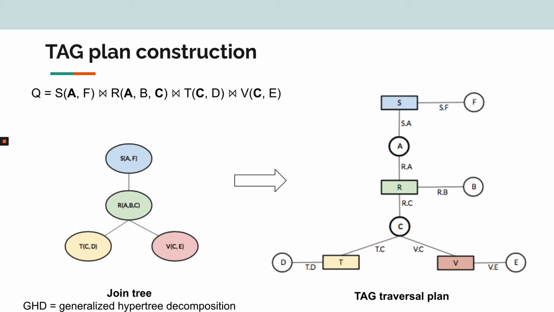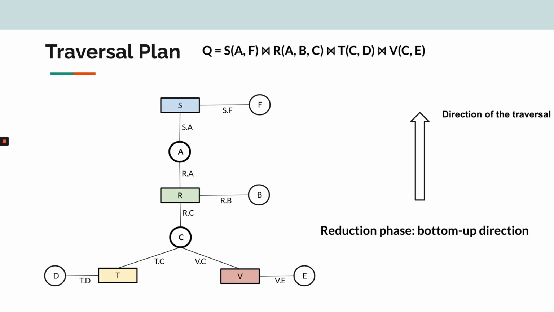We have an acyclic query whose generalized hyper-tree decomposition is a join tree shown on the left, and by following steps that are detailed in the paper, we construct a tag plan. Here it's color-coded to show the correspondence between the join tree nodes and the tag plan nodes. The resulting tag plan describes the traversal steps, where each step maps to a superstep of the vertex-centric computational model. First, we'll start with the bottom-up reduction and go up towards the root. In this case, let's establish the blue vertex as a root.